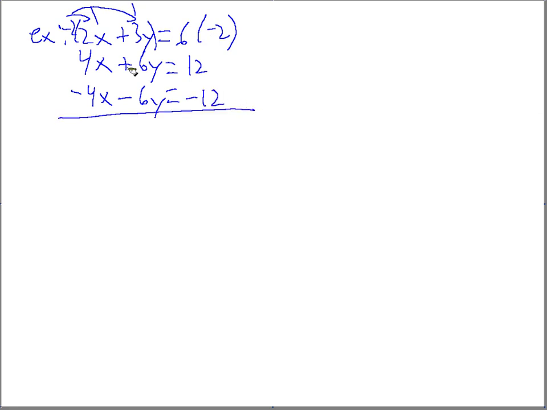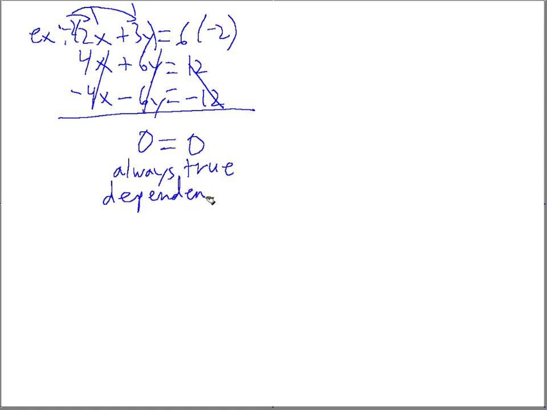Now we can add this equation and the modified first equation together. The x's drop off and the y's drop off. So we get 0 on the left as well as 0 on the right because the 12's also cancel out. Again, this means that both lines are the same line. So we have infinite solutions because this equation is always true. So we have a dependent system, but we're going to express this dependent system as an ordered pair in terms of x.